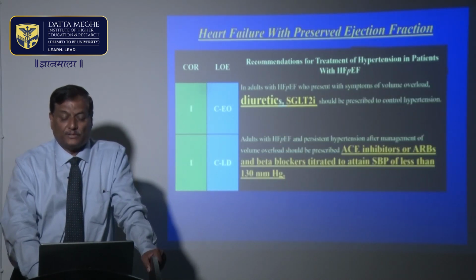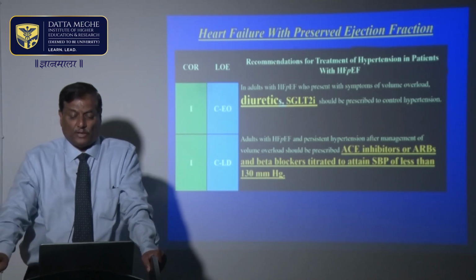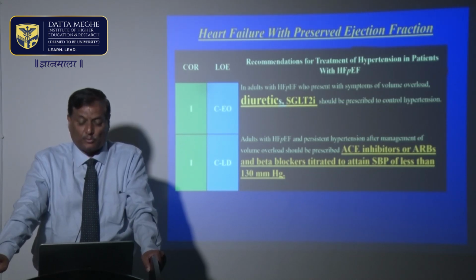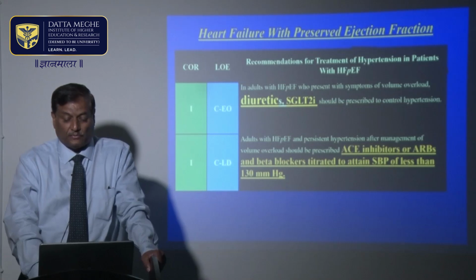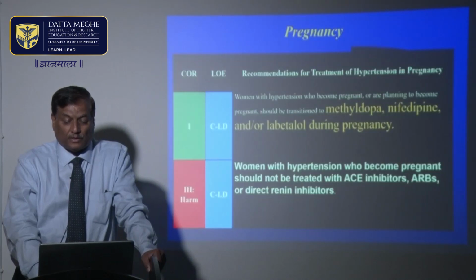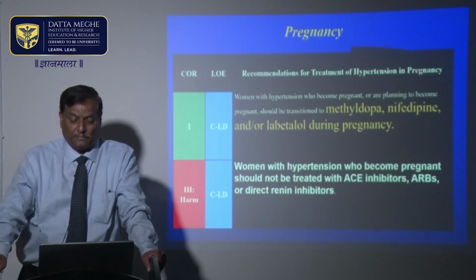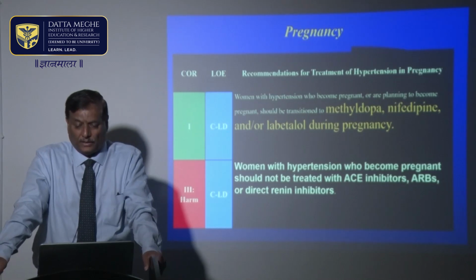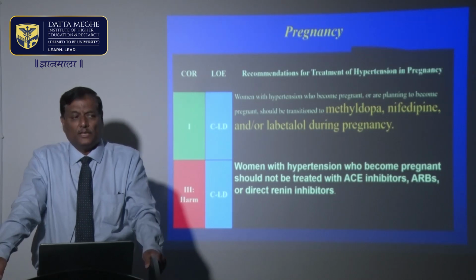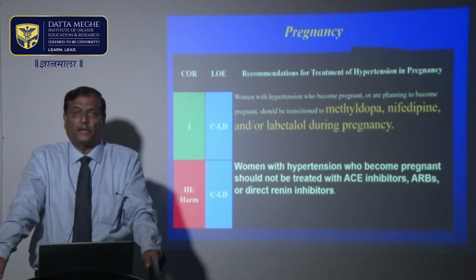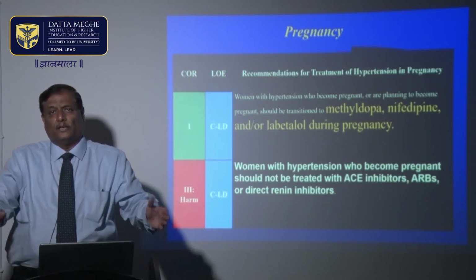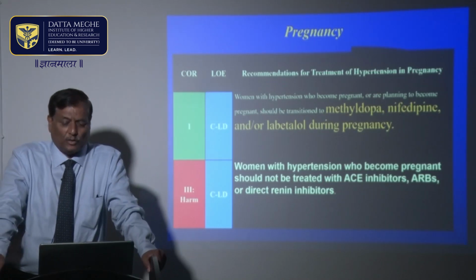For preserved ejection fraction, diuretics are useful, and also sodium glucose co-transporter 2 inhibitors are useful in patients who have heart failure with preserved ejection fraction. In pregnancy, which drugs have to be used is very important. This also applies to people who are planning pregnancy. In that situation, certain drugs are contraindicated. We cannot use ACE inhibitors or ARBs in females in the reproductive age group who are planning pregnancy.